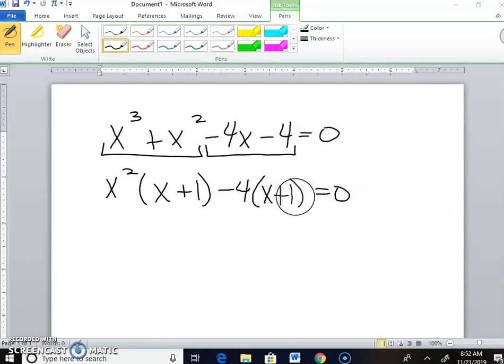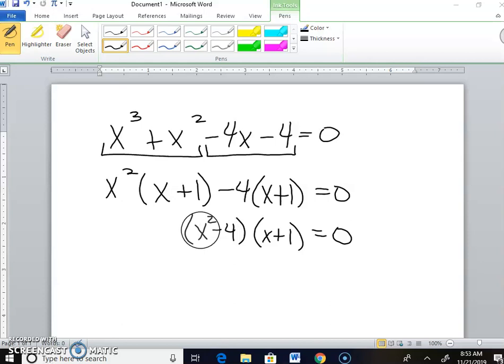So I'm going to check. Do the two parts in parentheses match? Yes, they do. So one of my factors is x plus 1. And then my other factor is going to be what's left on the outside, x squared minus 4. So I've got an x squared minus 4 equals 0. Now, here's the trick with factoring by grouping: we're not done. I've got an x plus 1 equals 0. I can solve that. But I've also got an x squared minus 4.